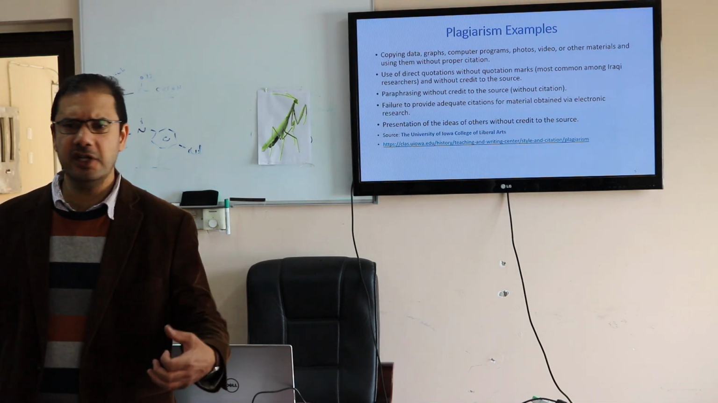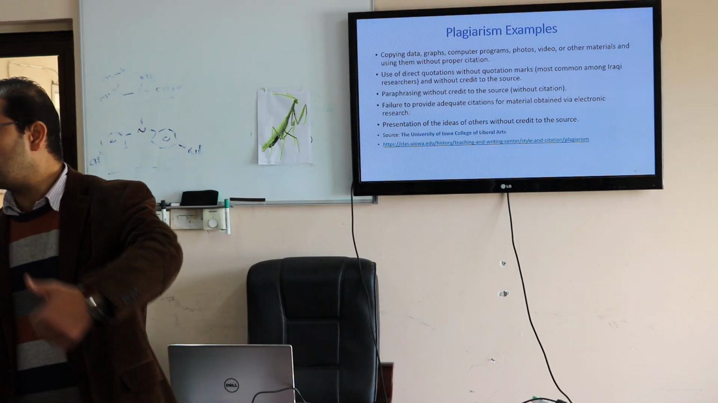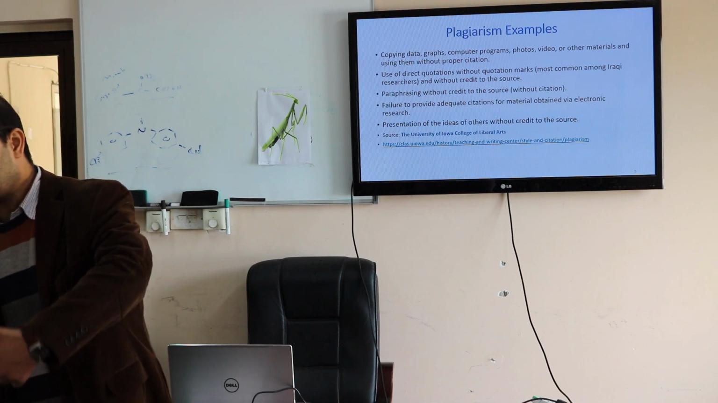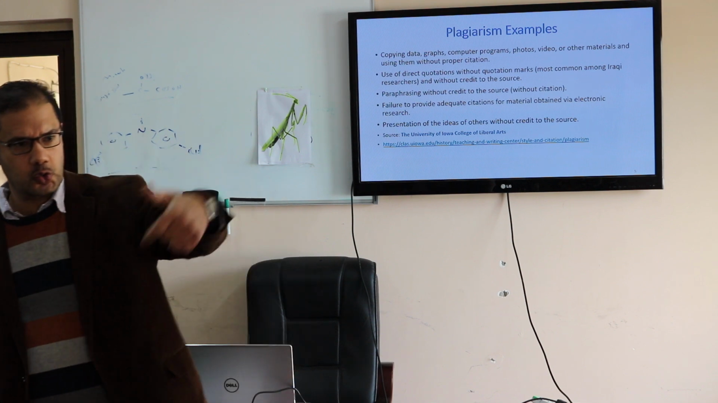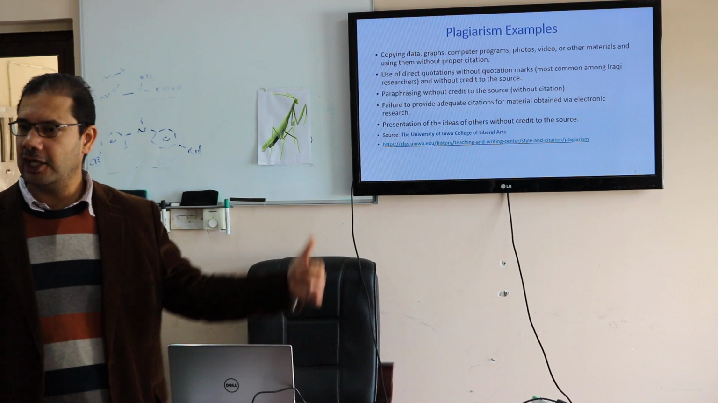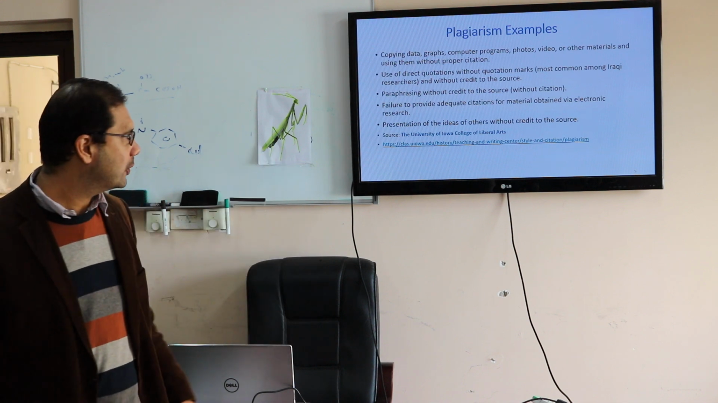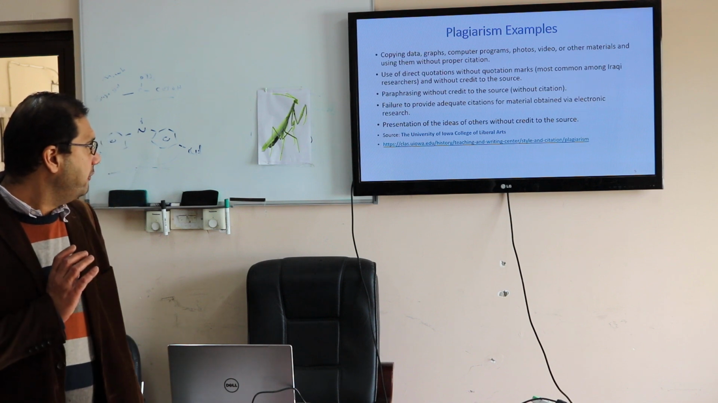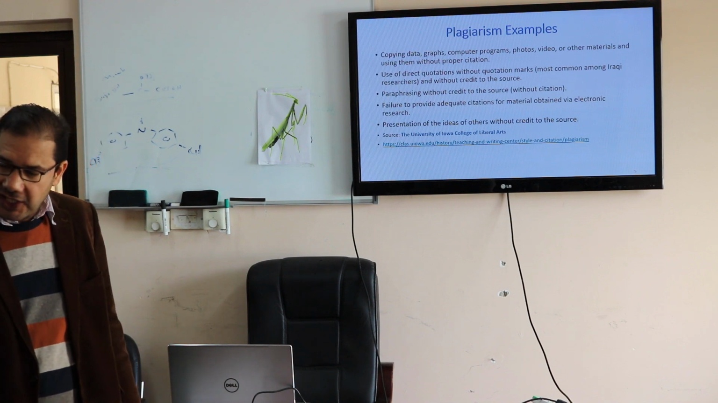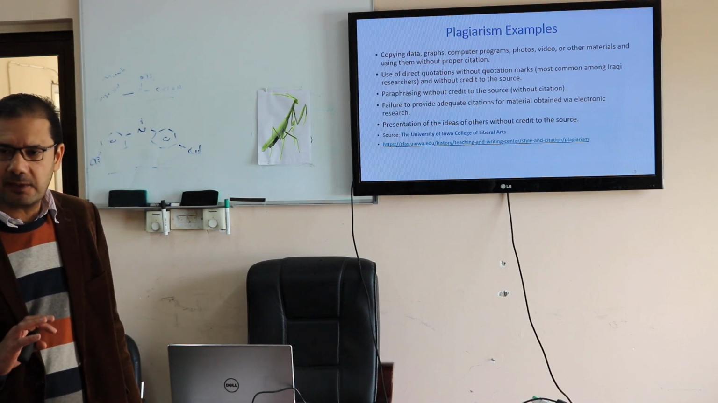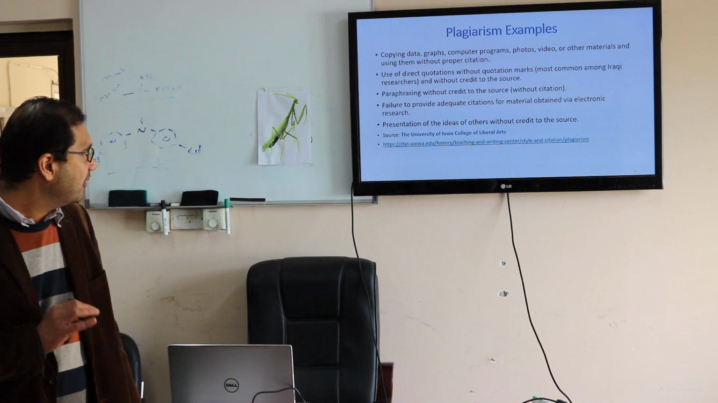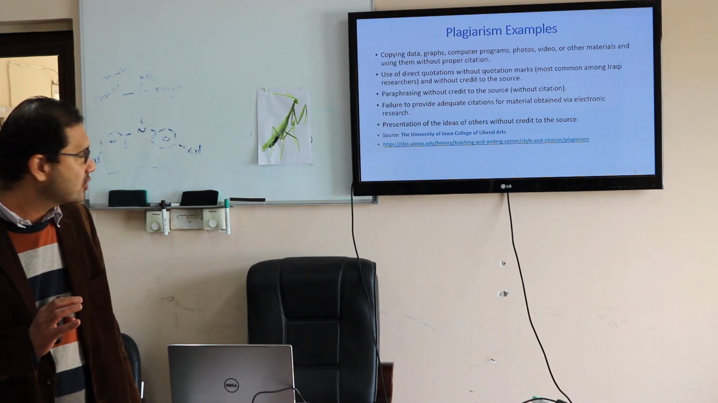You need to take permission from the source, because the copyright transfers to the journal. So you need to take permission from the journal, not just from the author. And eventually you put this sentence. If you fail to do this citation appropriately, it will be considered plagiarism. Paraphrasing without credit to the source.